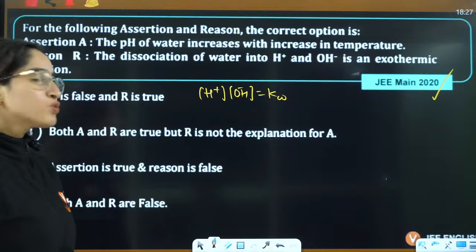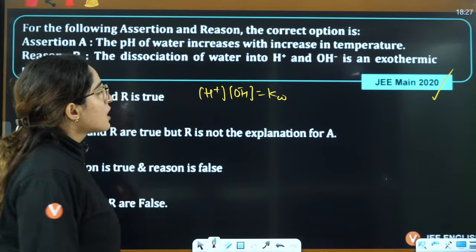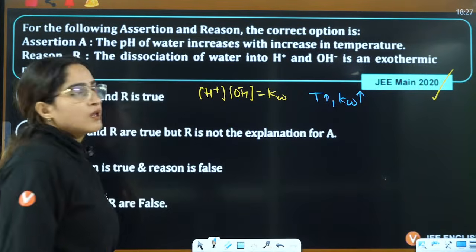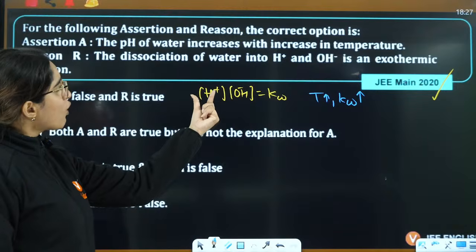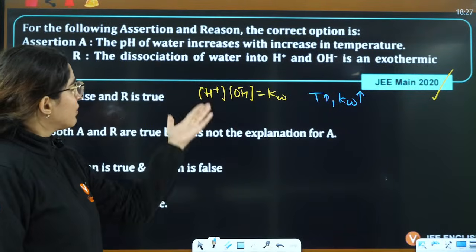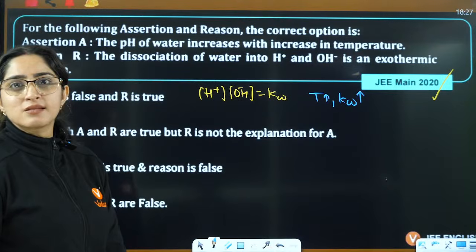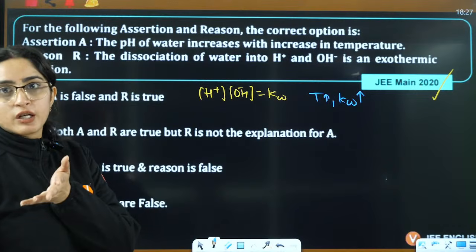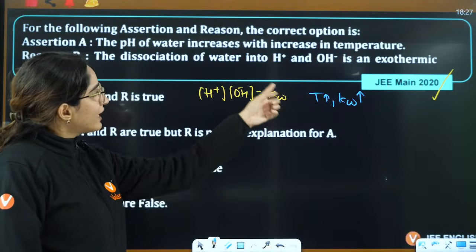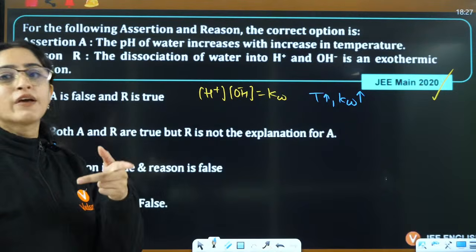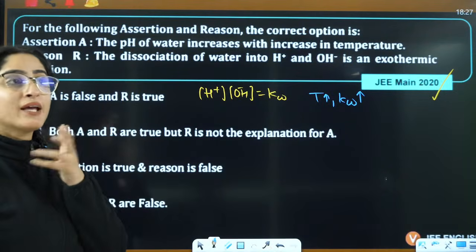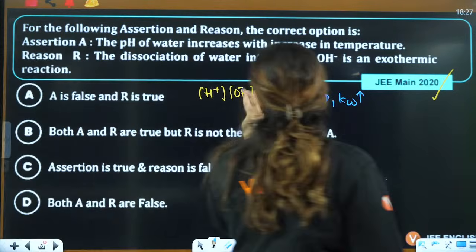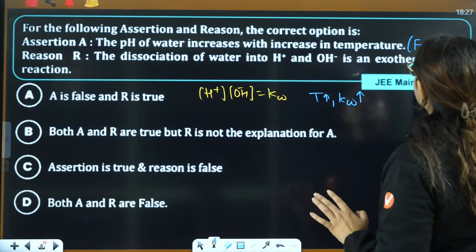So if you increase the temperature, Kw is going to increase. If Kw increases, H positive and OH negative will also increase. Maybe both are increasing, because it's water, and water is neutral, so its pH will not change here. Kw varies with temperature. Nobody is saying that pH varies with temperature, so we can't say that H positive is also varying. That means this is a false statement.